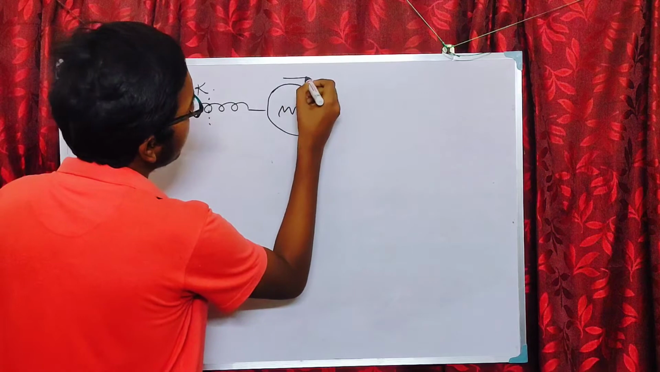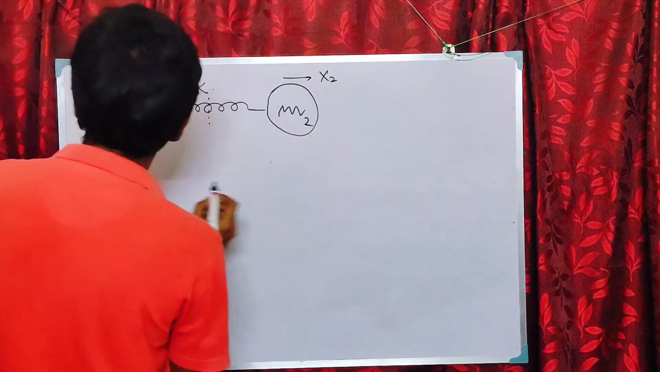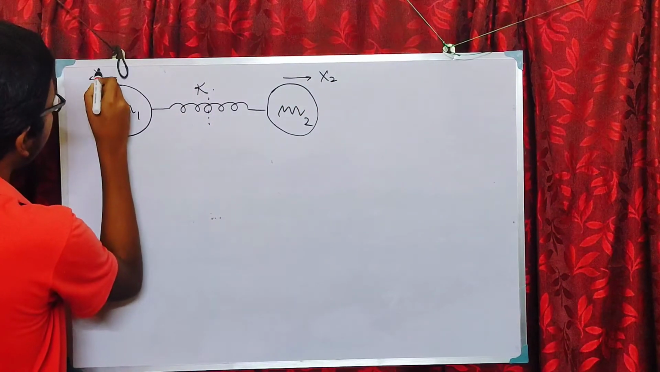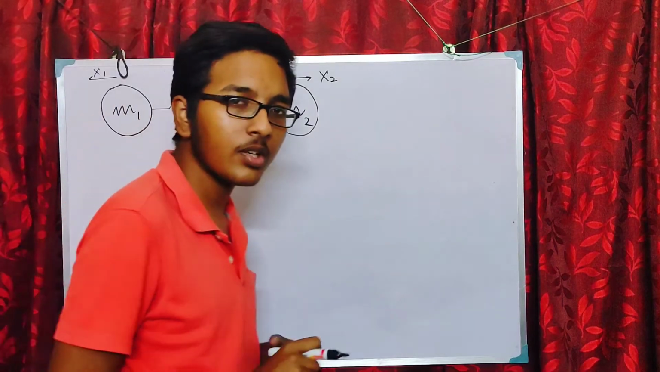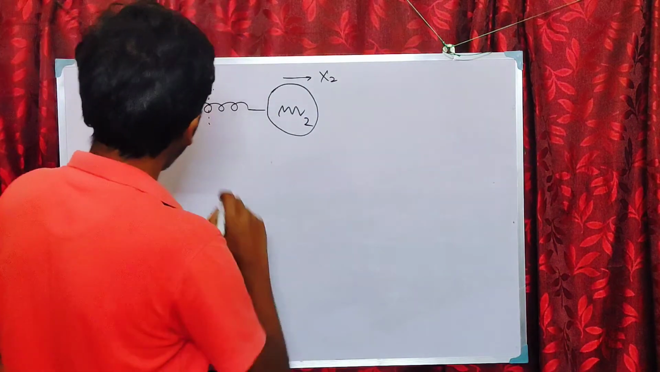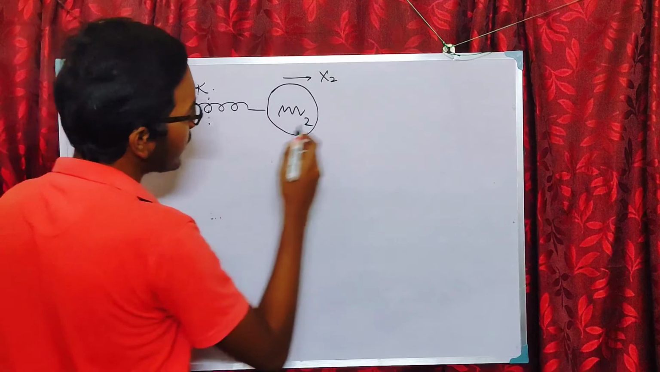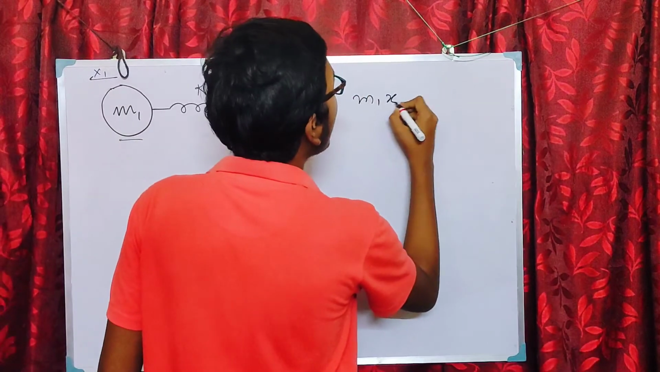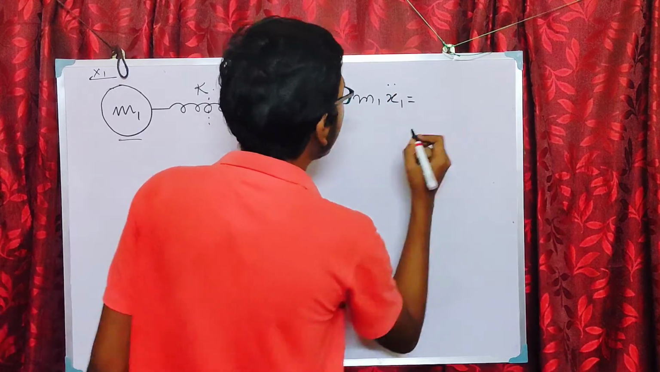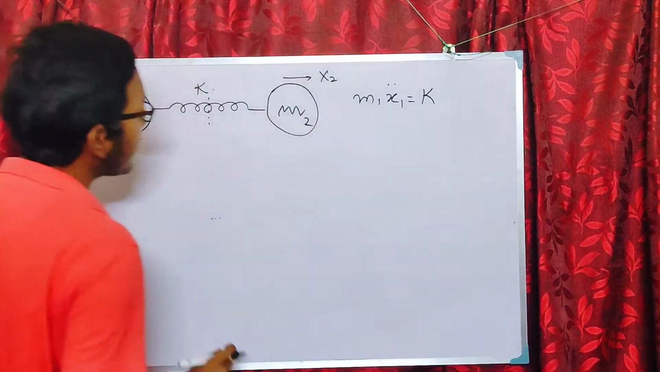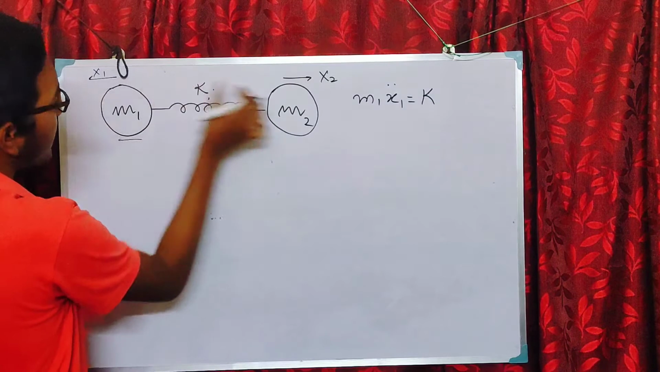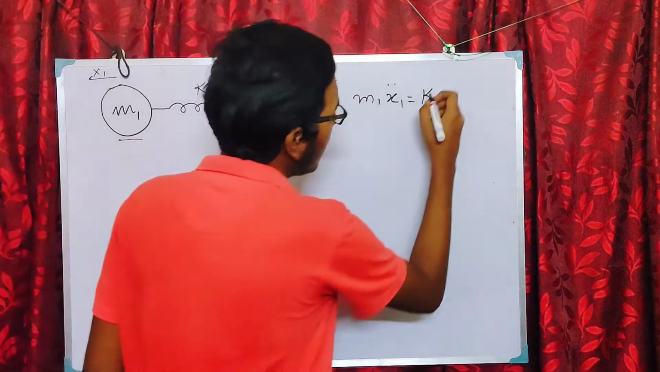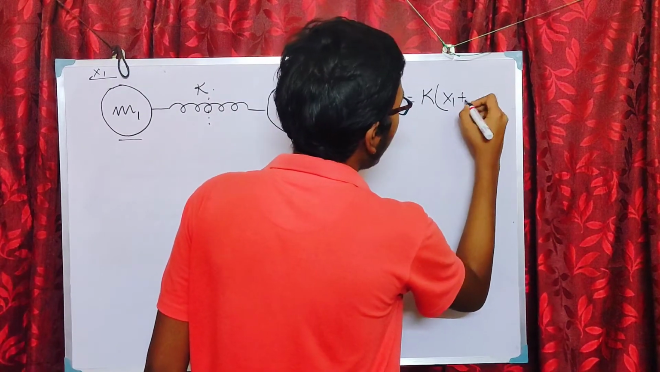At a time t, let's say m2 is at a distance x2 from its mean position, and m1 is at a distance of x1 from its mean position. Now if I write the equation on m1, m1 x1 double dot equals k into the elongation. The elongation is x1 plus x2.